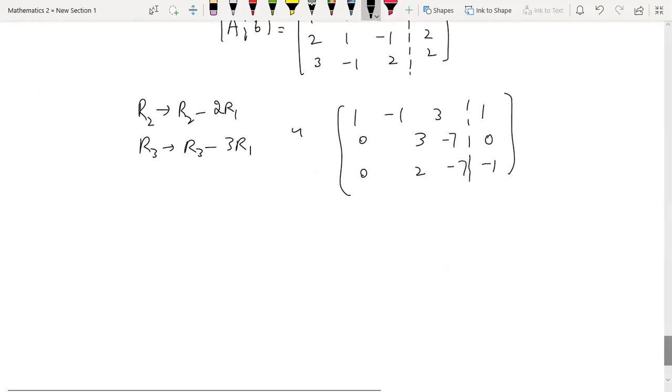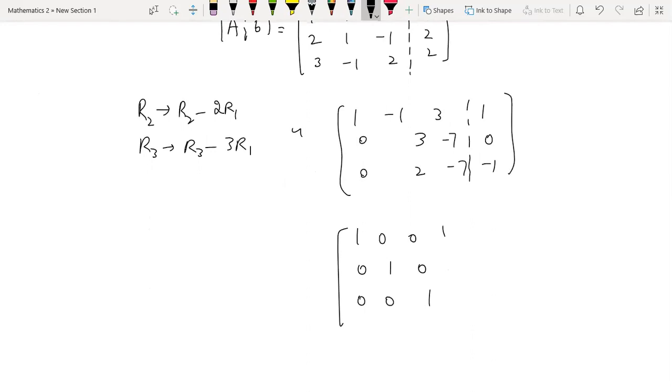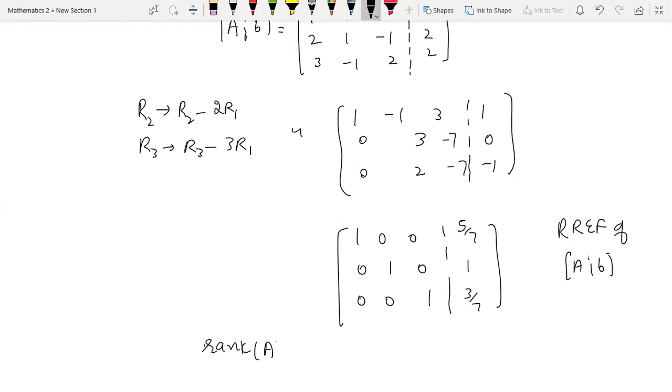And then again, what you will be getting. I'm writing directly the RREF. You do all the steps because now we have done many questions. I'm writing directly the row reduced echelon form. 5 by 7, 1, 3 by 7. So this will be the RREF of the augmented matrix. Right. So can you tell me what is the rank of the augmented matrix? What is the rank of the augmented matrix?